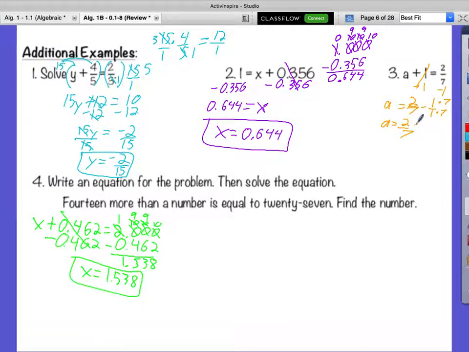So now we have a is equal to 2 over 7, excuse me. And what's 1 times 7? It's 7. Oh, it didn't change, okay? So now, what can we do now to subtract?